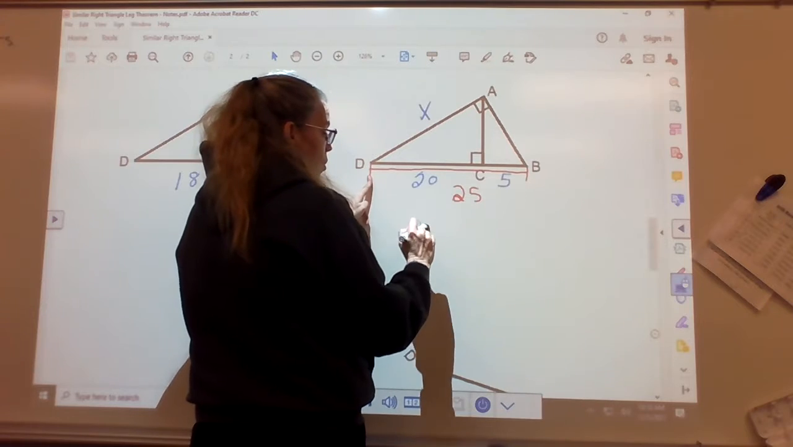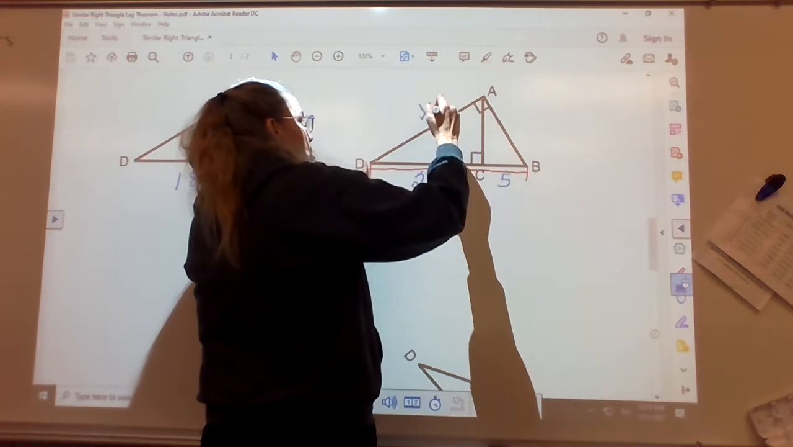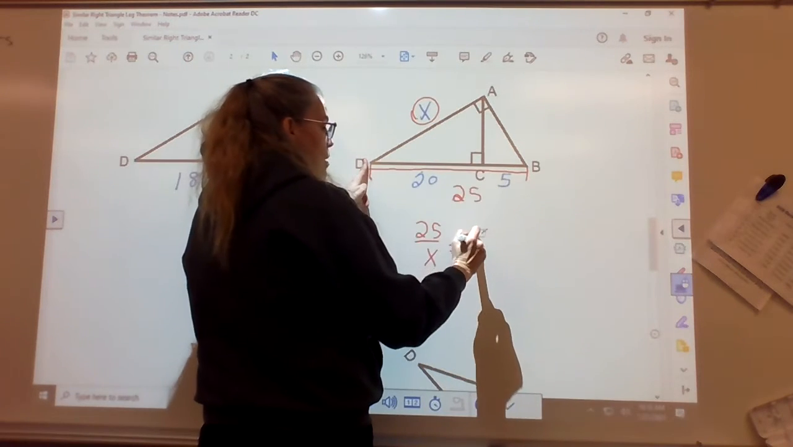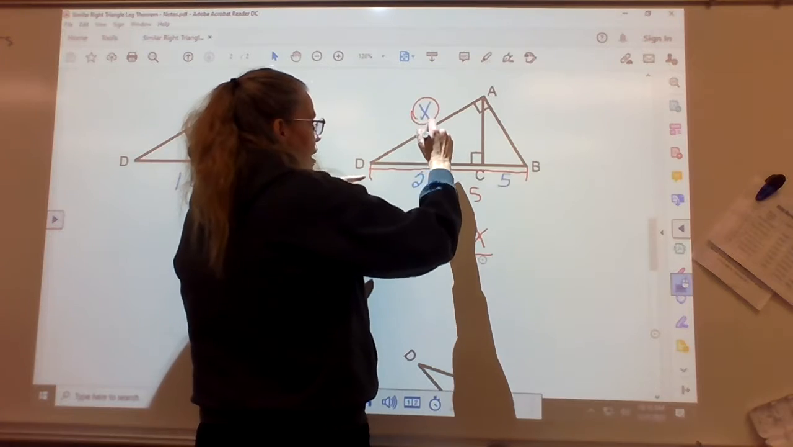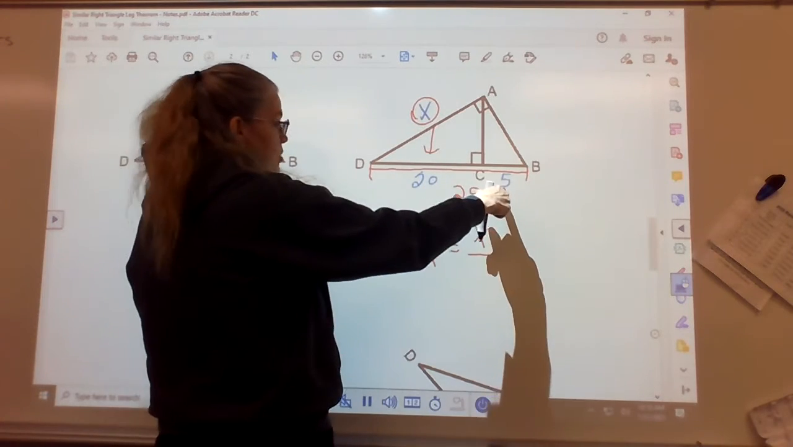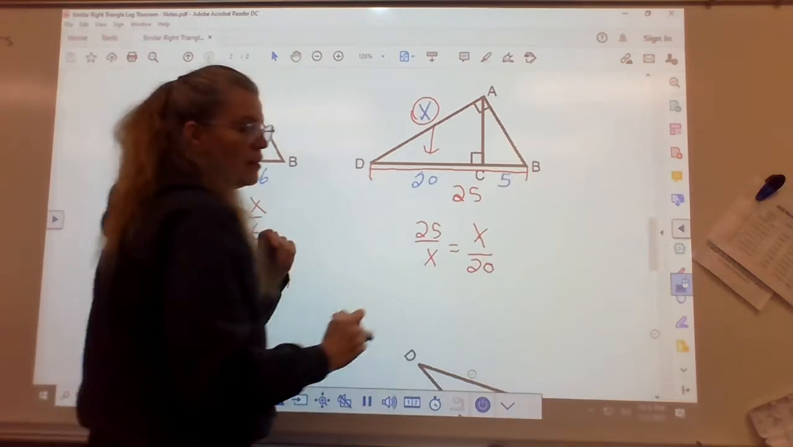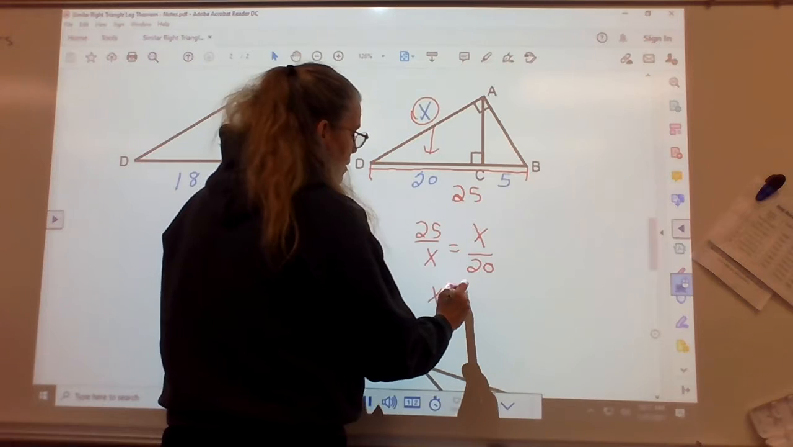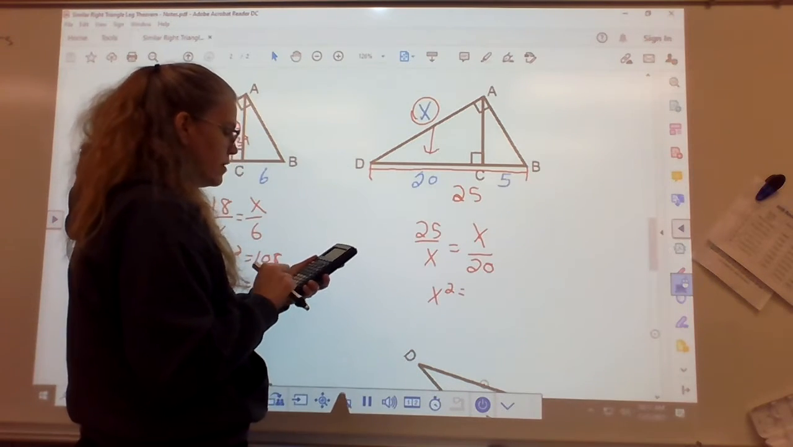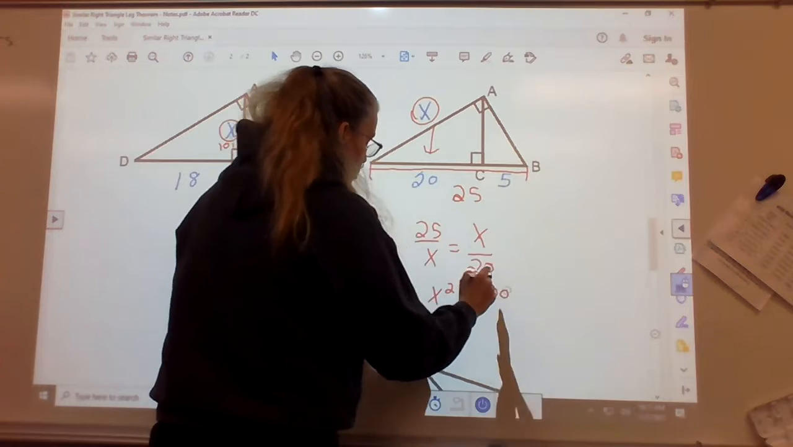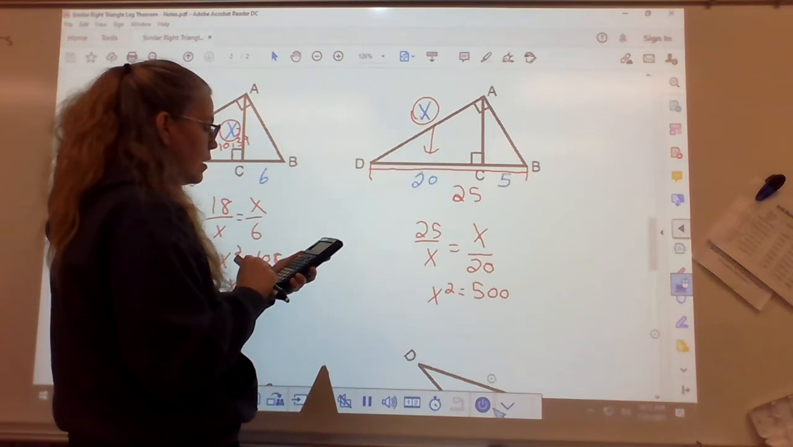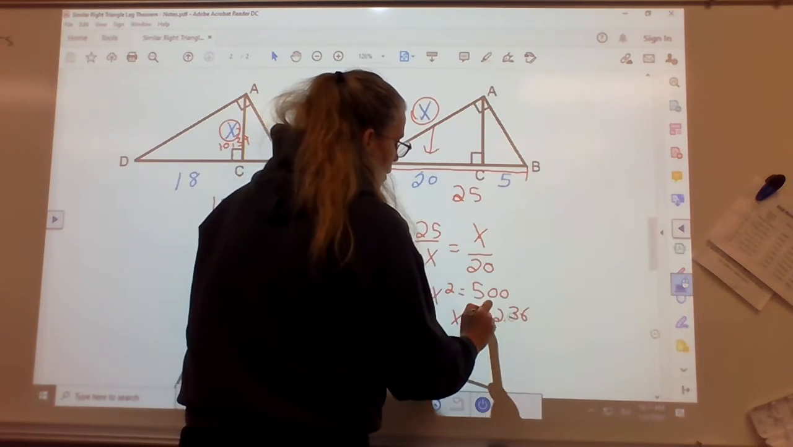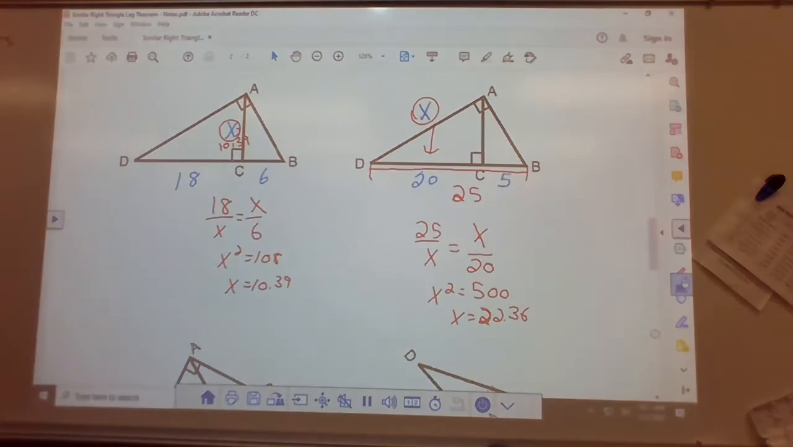So total over corner, which is x, reuse the corner over, make sure you drop it straight down and use the 20. Don't use the 5, use the 20. There's my setup. So x squared equals 25 times 20, 500. Take the square root of 500, 22.36. So there's my answer there.